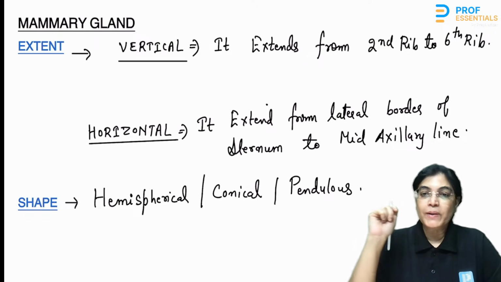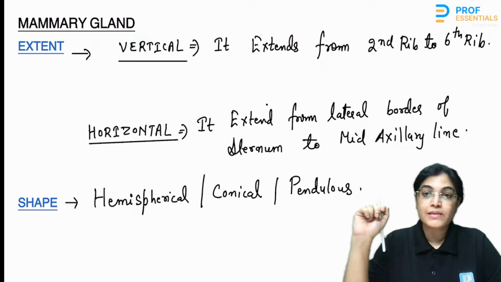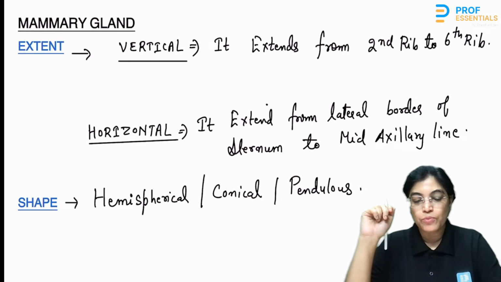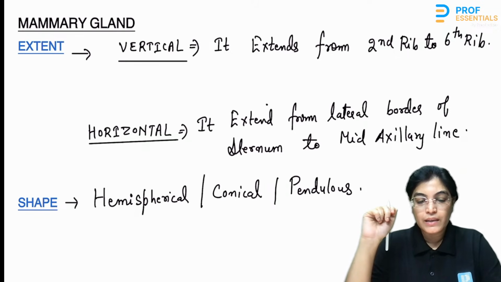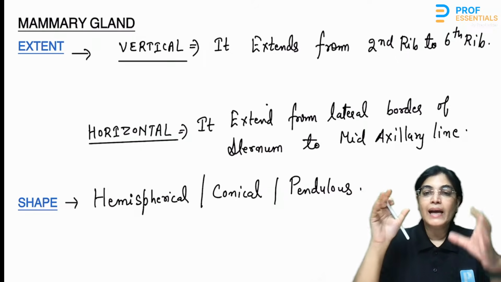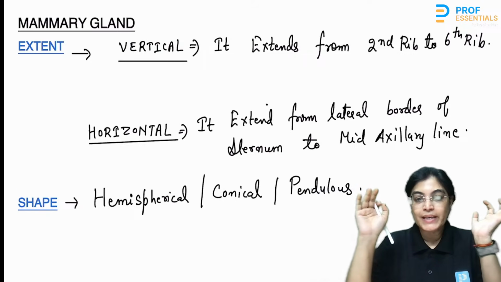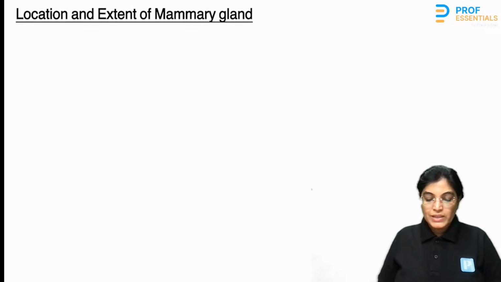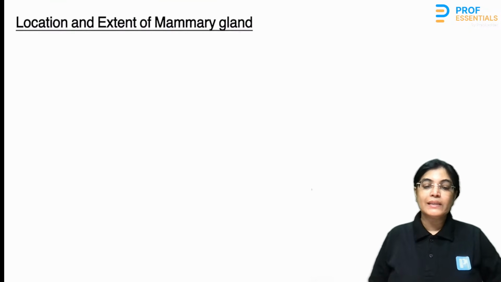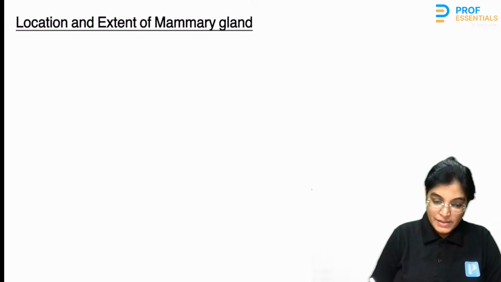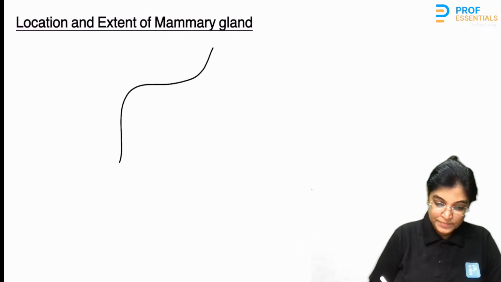I also want everybody to be ready with their colored pencils, HB pencils and pens, so that we can draw the diagram. If you want to score better in the exam, that is very important. You have to draw this also. The mammary gland diagrams are very, very easy. We will draw a diagram showing the location and extent of the mammary gland. The heading is already written, and we will draw a schematic diagram showing the location and extent. I'm just drawing an outline.